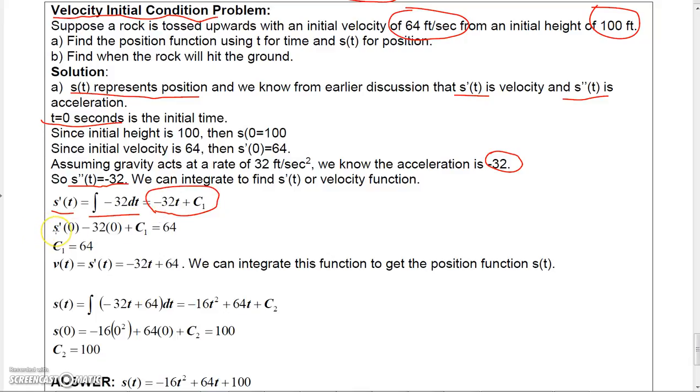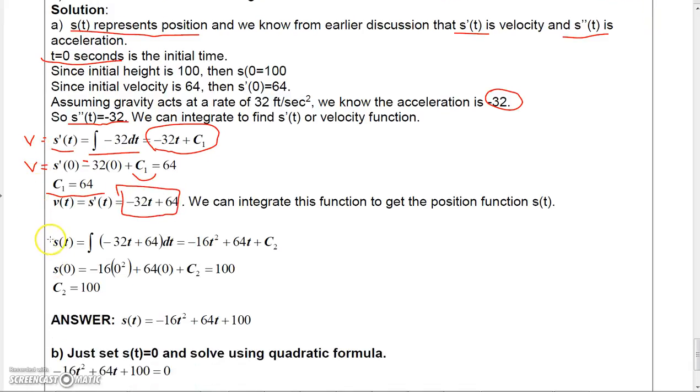We know that the derivative at 0 is 64, and remember this derivative also represents velocity. So since the initial velocity at time 0 is 64, if we plug 0 in, s prime of 0 equals negative 32 times 0 plus c1. Since velocity is 64 but also equals this constant at 0, the constant is 64. So now we have a velocity function of negative 32t plus 64.